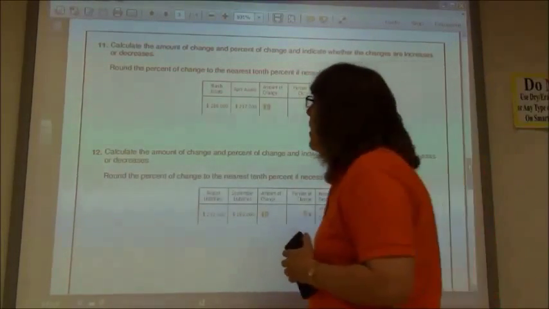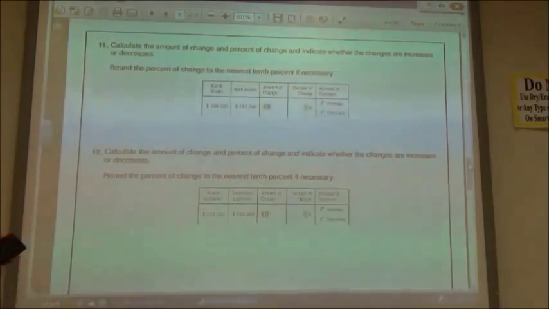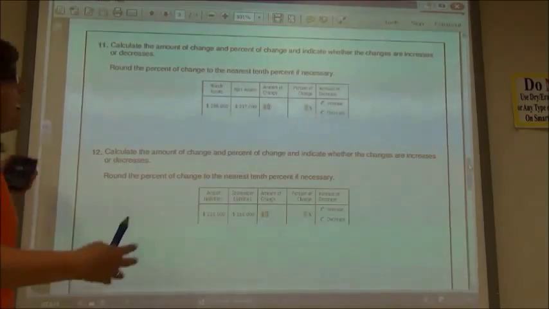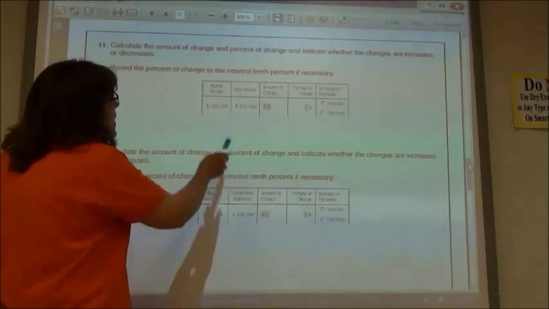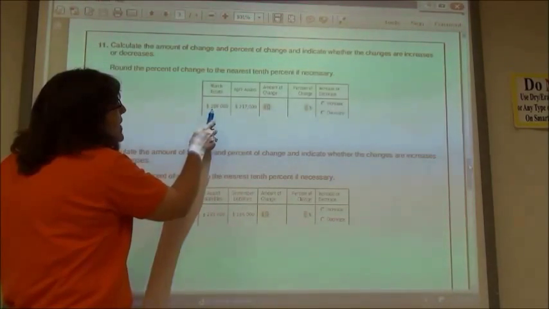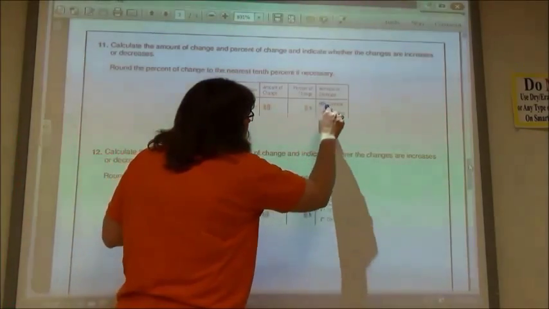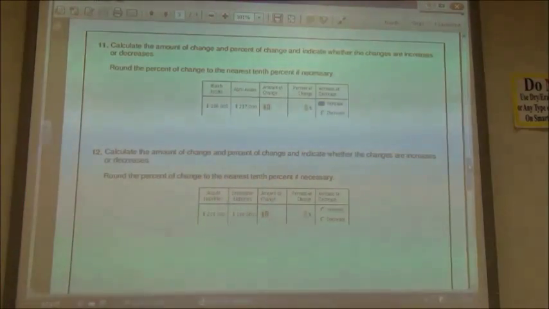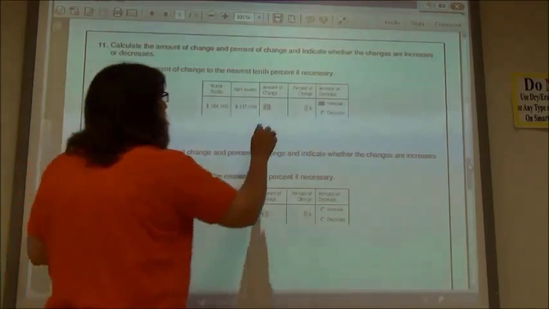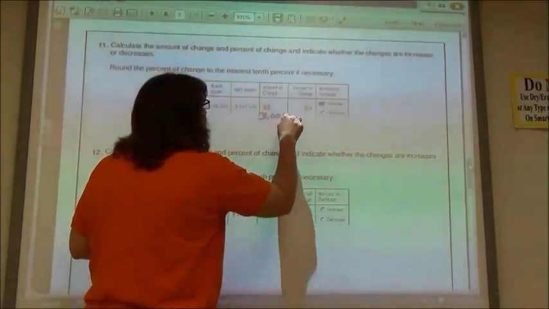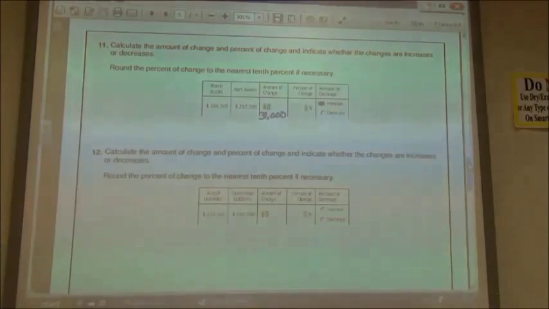Number 11, same kind of thing. Calculate the amount of change, percent of change, and indicate whether it increases or decreases. I like to do the increase or decrease first. From March to April, it went from 186 to 217. It increased, right? We got more. How much did it change by? So I'm going to subtract. 217 minus 186 means 31,000. 31,000 is the amount of change.